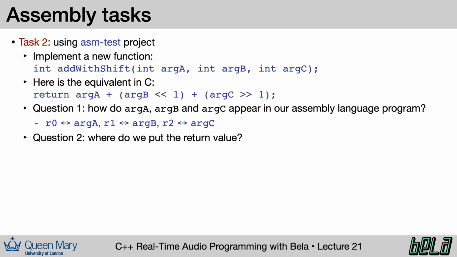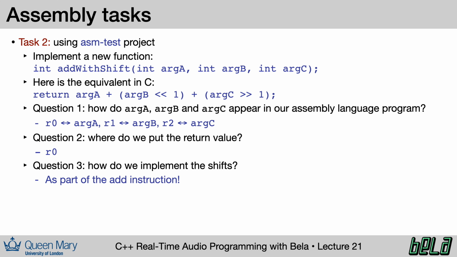The next question is, where do we put the return value when our function is finished? Again, this is like before. The return value is stored inside of register R0. Next then, how should we implement the bit shifting? Well, we could find some bit shift instructions to run on the ARM processor, but remember that we have a better option, which is to actually make the bit shifts part of the add instruction itself using ARM's barrel shifter.